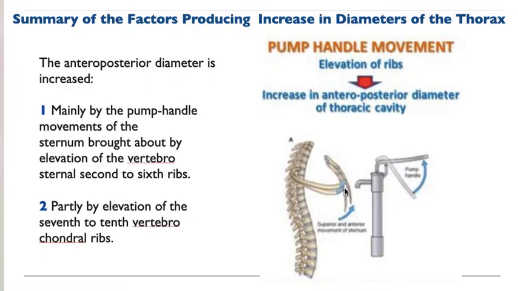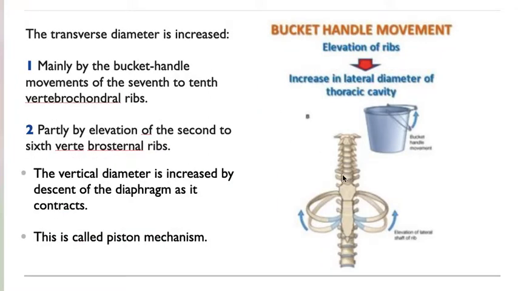It is brought about by the elevation at the vertebrosternal joints from the second to the sixth rib, and partly by elevation of the 7th to 10th vertebrochondral ribs. Okay, so that is the pump handle movement of the sternum, causing increase in the anterior posterior diameter of the thoracic cavity. The transverse diameter is increased mainly by the bucket handle movements of the 7th to 10th vertebrochondral ribs, and partly by the elevation of the 2nd to the 6th vertebrosternal ribs.